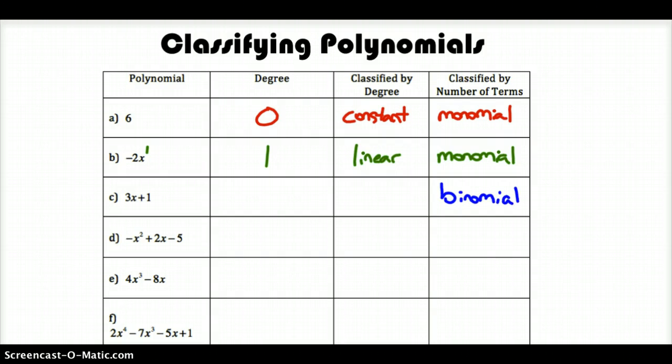Okay, classification by degree. Our highest degree here is just a 1, so that's still going to be linear, and our degree is 1. Okay, let's go ahead and continue.